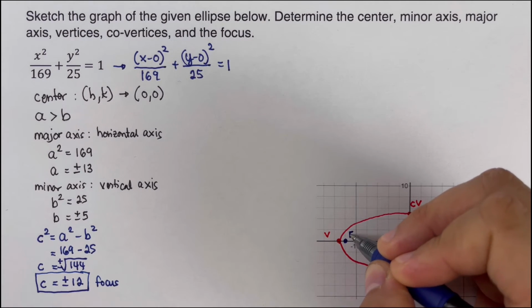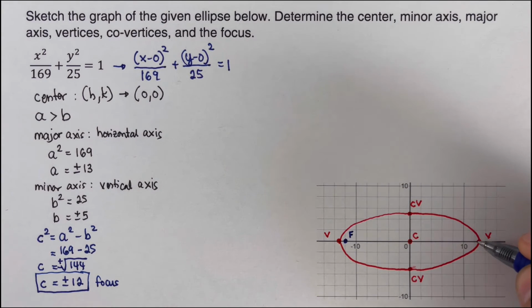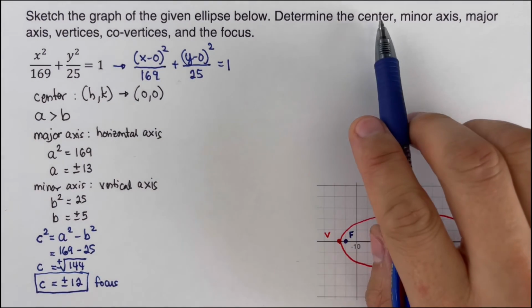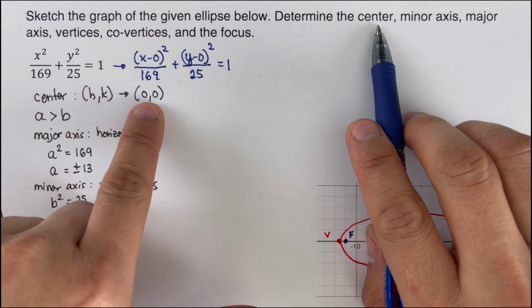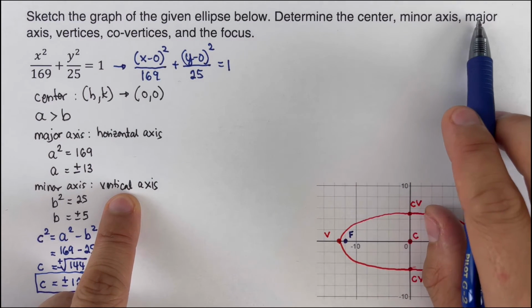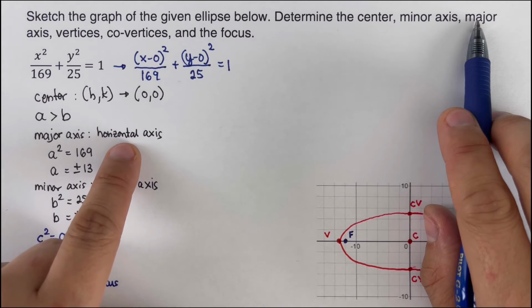That's the first focus, and the other focus would be on the 12, and this is the other focus. So that we can go ahead and write this all up here. So we start with, we already determined the center, that's right there, is at (0, 0). The minor axis is the vertical axis. The major axis is the horizontal axis.